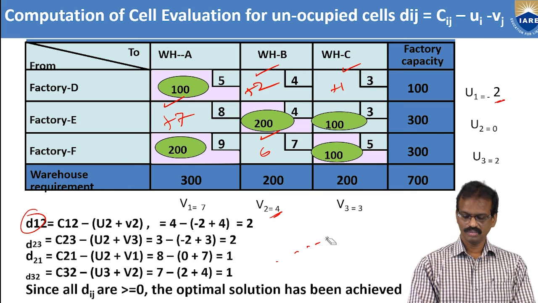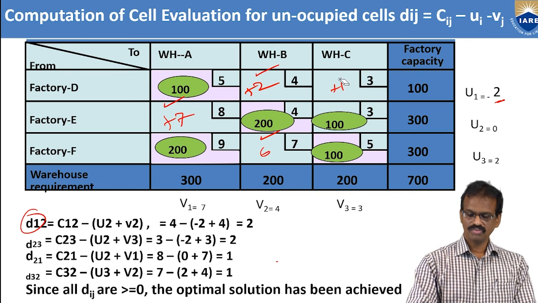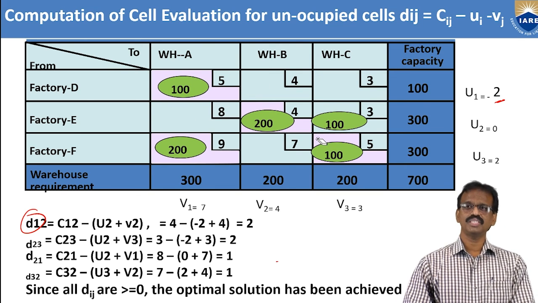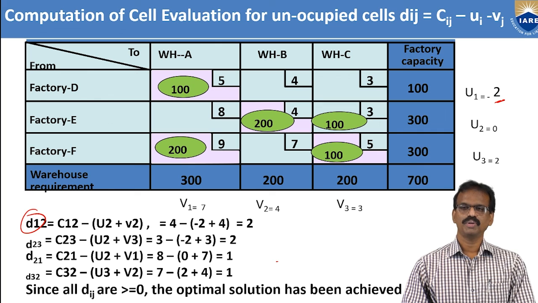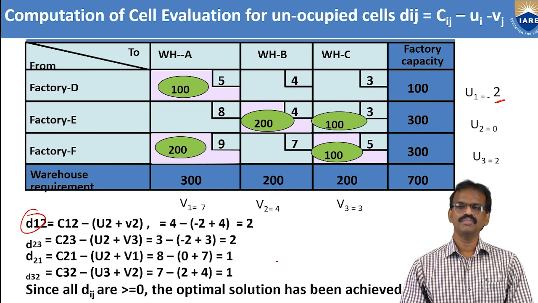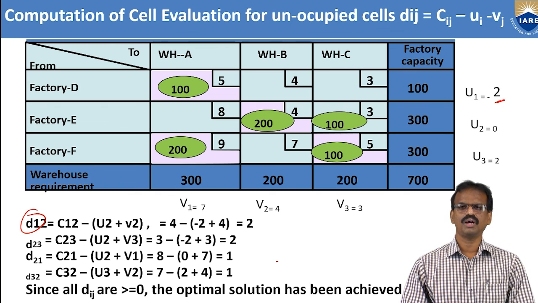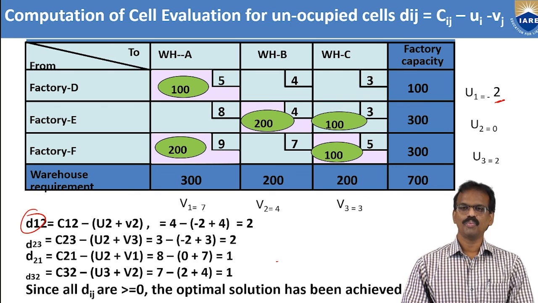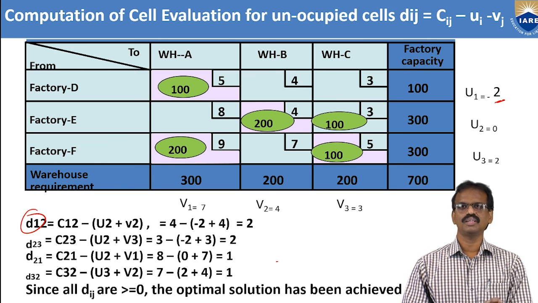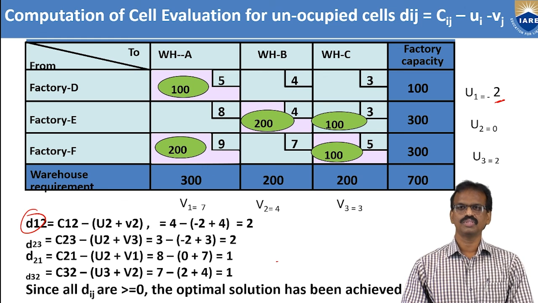Up to this point, remember this. So in this way, the MODI method: by using the allocated cells, you have to find out the UV values. Then you have to find out the Dij values for the unallocated cells. If all the unallocated cells have positive values, that is the optimum. If any cell has a negative value, then you have to apply the next process. We will see that in the next class.